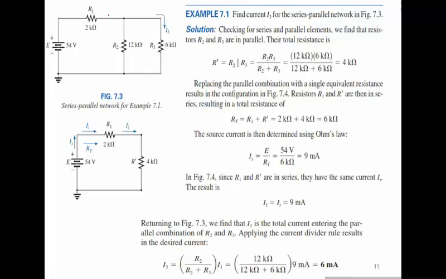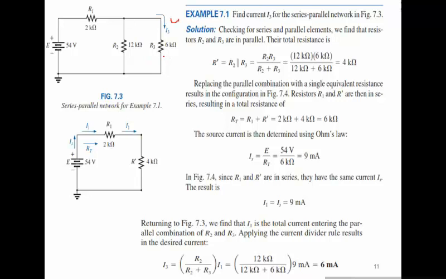So another example in which this current I3 is required in this series parallel combination circuit. For that we can use the reduce and return approach. In the next example, we want to apply the reduce and return approach to find out the unknown current I3.